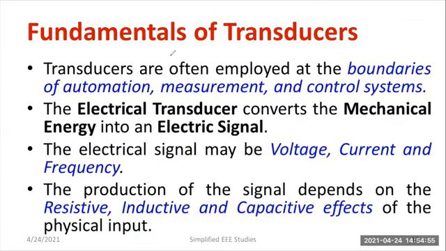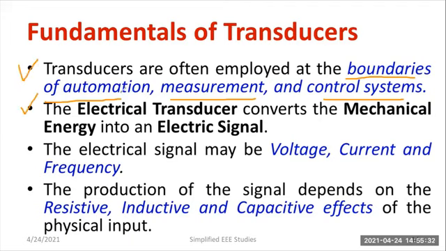Actually, we have to become familiar with a few more fundamental concepts on transducers. Usually, transducers are employed at the boundaries of automation, measurement units and control systems. For a closed loop control system, we require a sensing unit. We have to measure the output. So the output has to be measured and given back to the input, as feedback. For the feedback path, we require a transducer. In the area of automation, it is highly unavoidable. And in measurement units also we require a transducer.